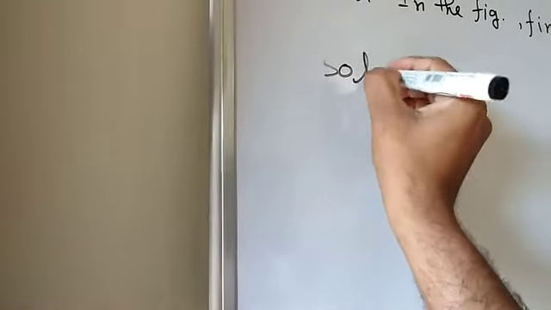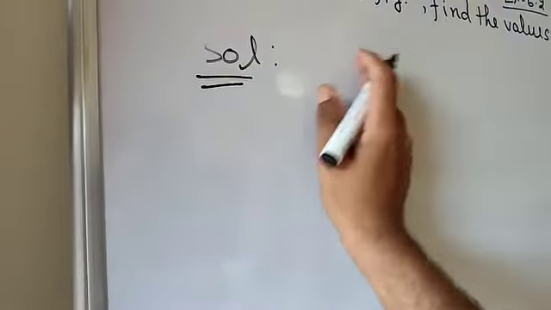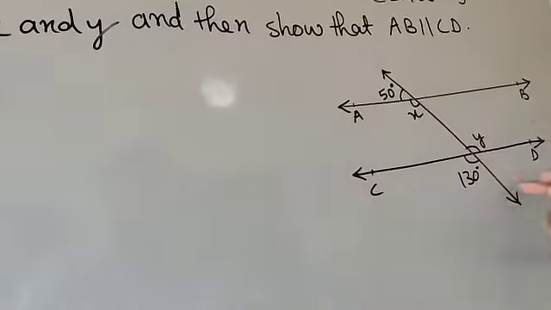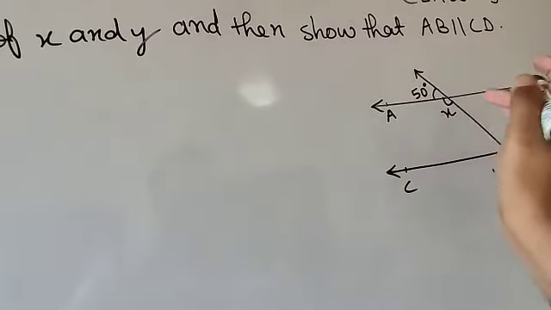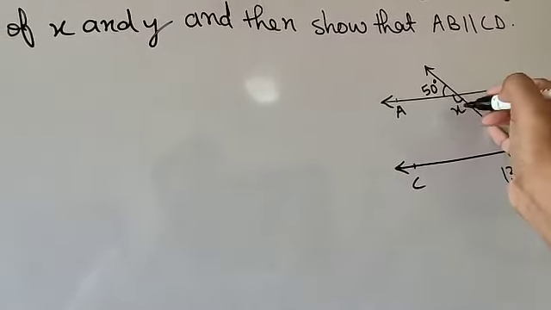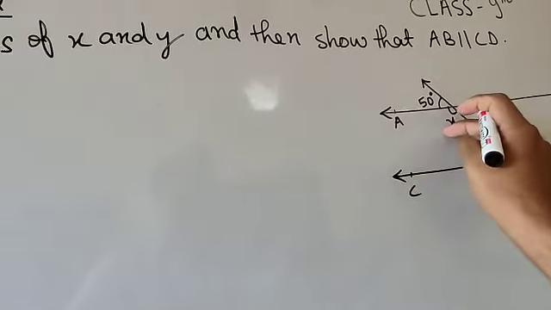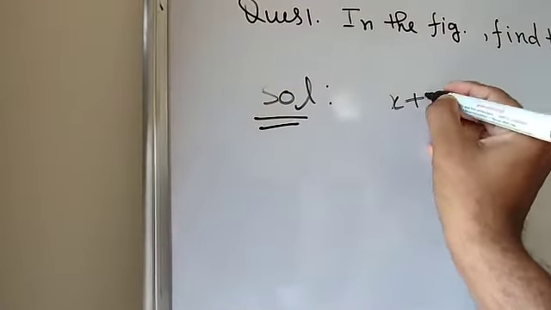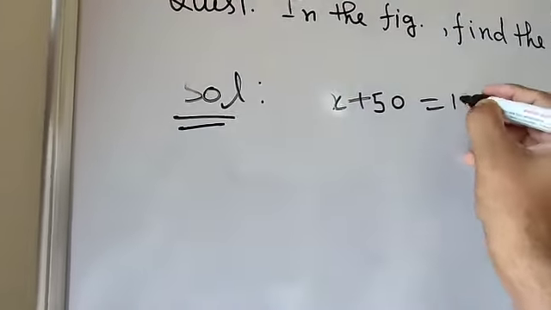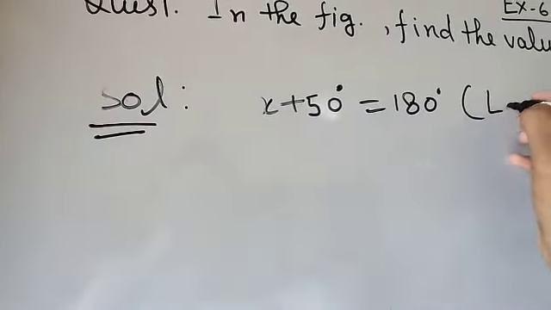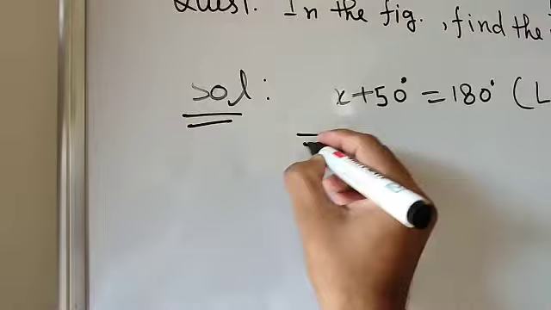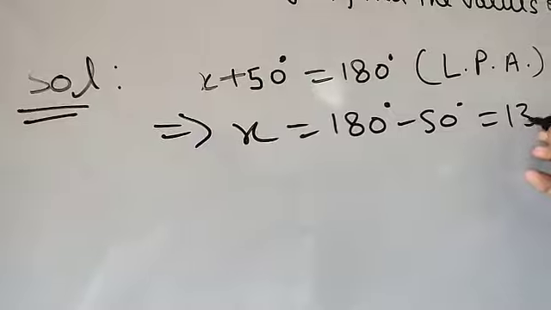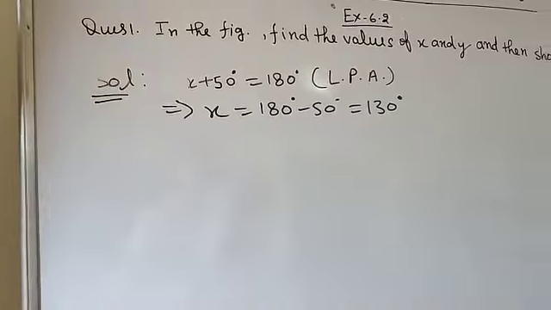Here you need to find x and y. Students, it is a straight line. So x plus 50 degrees equals 180 degrees. These are a linear pair of angles, so their sum will be 180 degrees. So you will write x plus 50 equals 180 degrees, reason: linear pair of angles. So x equals 180 degrees minus 50 degrees, which is 130 degrees. So the value of x is 130 degrees.